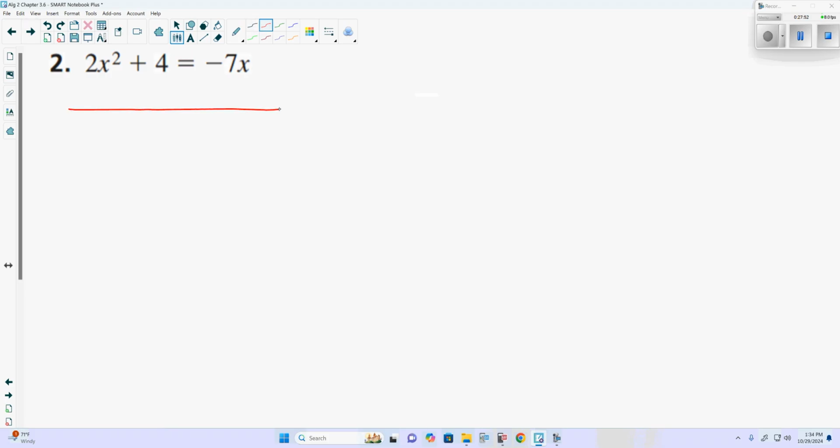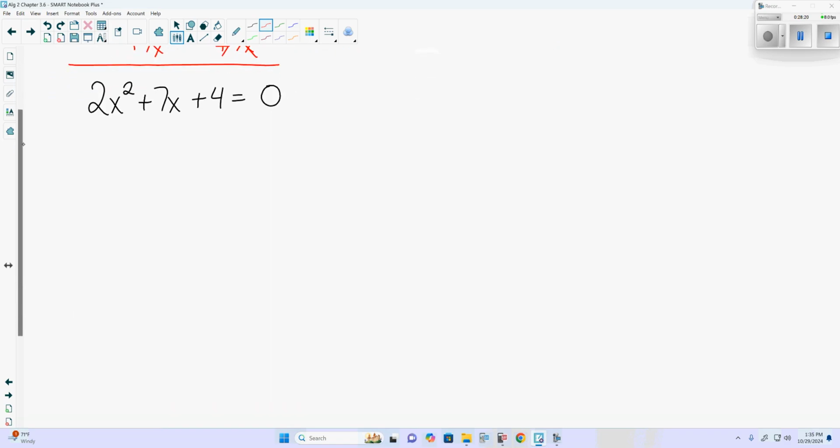This last one on the first page is not equal to 0. So for us to start solving it, we need to set this equation equal to what? 0. And we can do that by what? Adding 7x to both sides, because our negative 7x plus 7x would indeed be 0. Telling us that 2x squared plus 7x plus 4 is equal to 0.